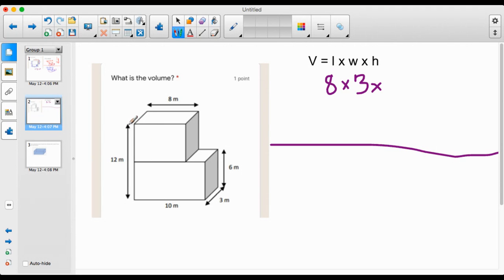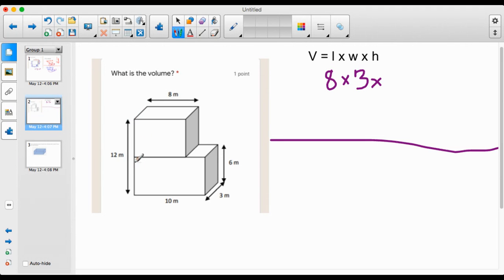Next, I need my height. You will also see that we only have a total height of 12, and I have a 6 over here. So that means this one here would have to be the total 12 minus the 6. What is 12 minus 6? It is 6. Good job. So I'm going to plug in my 6 here.